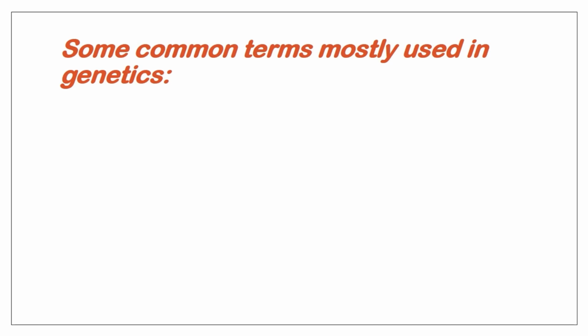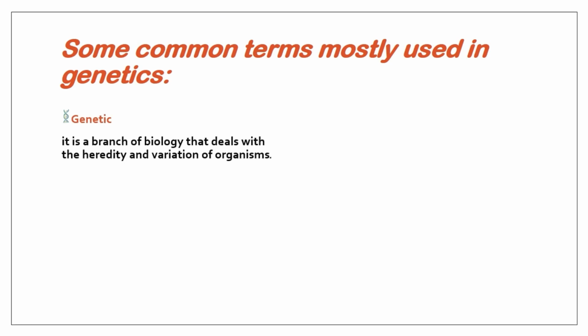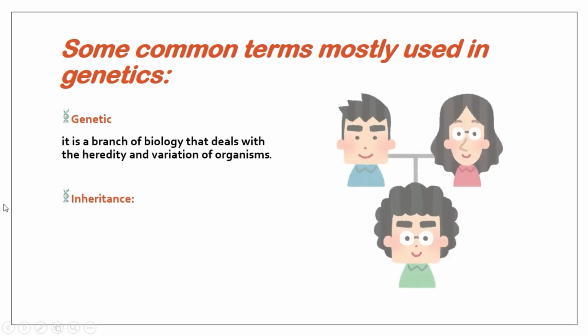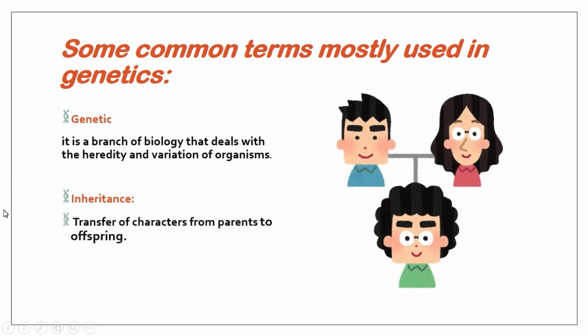Starting with some common terminologies. The first term that we have to learn is genetics itself. Genetics is the branch of biology that deals with the heredity and variation of organisms. The second term that we have to learn is inheritance. Inheritance is the transfer of characters from parents to their offspring. As you can see, you can identify which characteristics passed from the parents to their son.